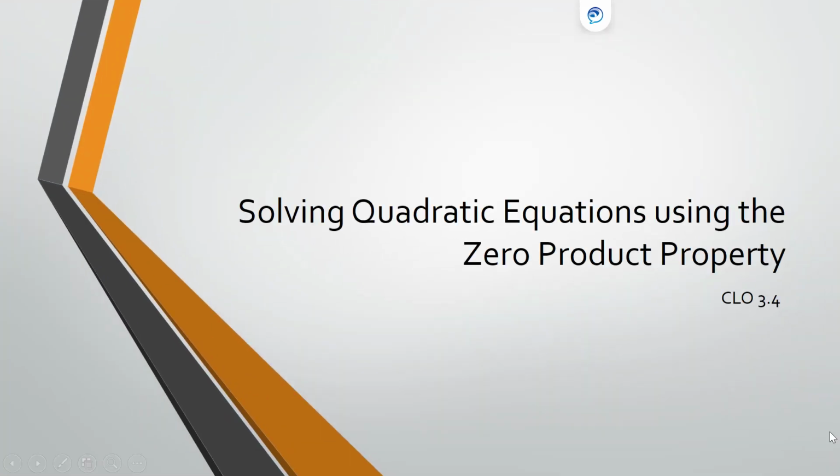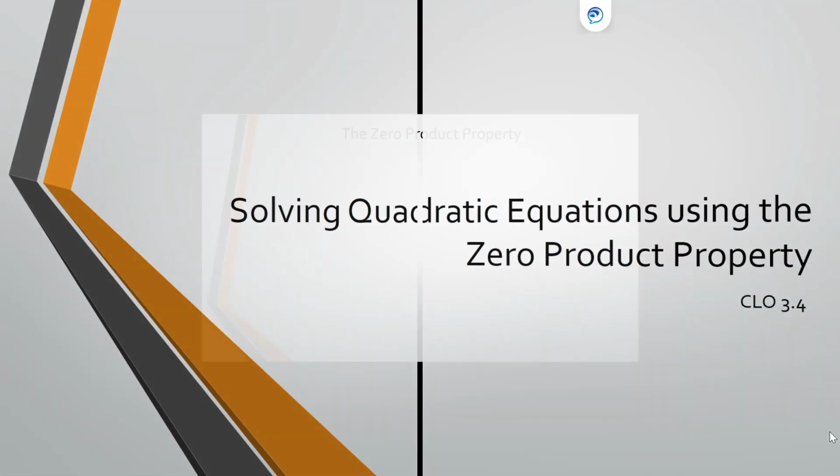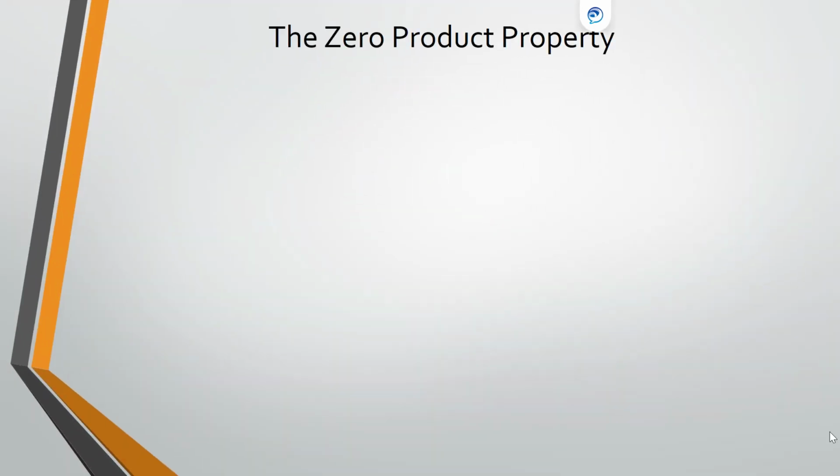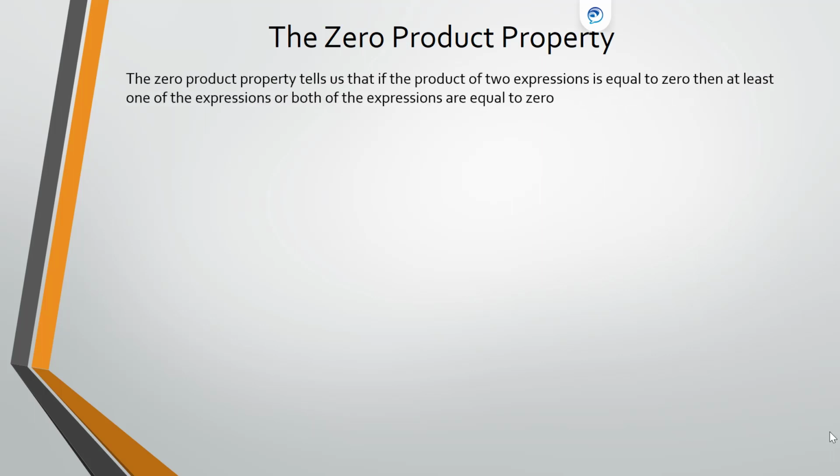Solving quadratic equations using the zero product property. The zero product property tells us that if the product of two expressions is equal to zero, then at least one of the expressions, or even both of the expressions, are equal to zero. Let's first understand this simple rule.